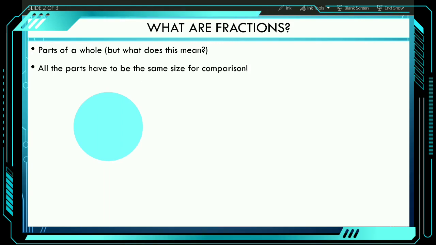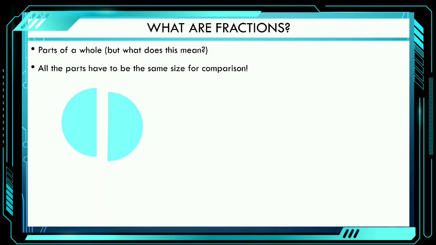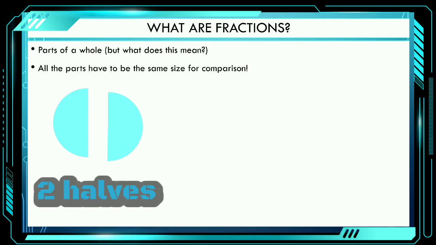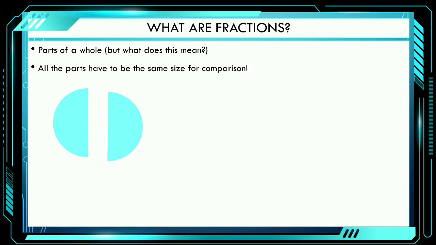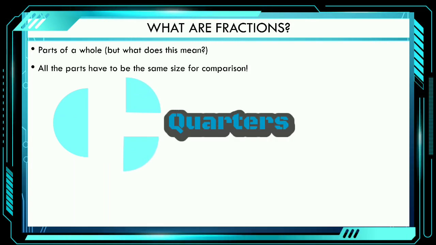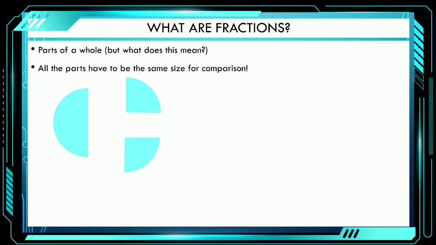So we have a circle. Now, I can split the circle up into parts. I've split the circle up now into two halves, which you can see are the same size. So therefore I can call them halves. Now I can also split the circle up into quarters. So you can see the quarters are the same size, and therefore I can call them quarters.